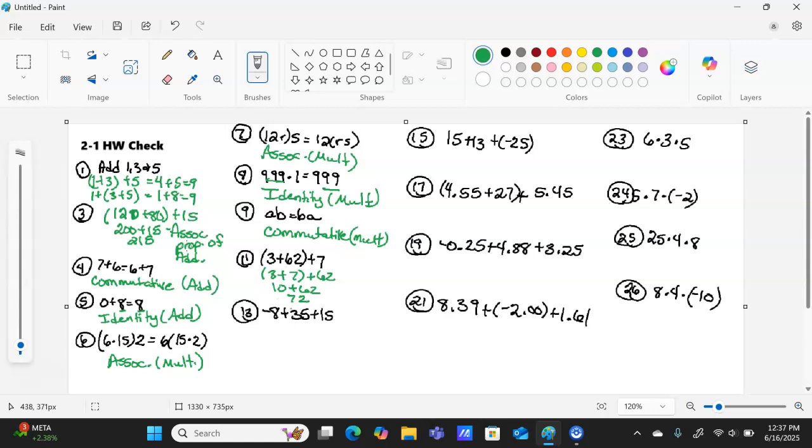Here, I'm going to put the 35 and 15 together. That's going to give me 50 plus a negative 8. The signs are different, so we subtract and keep the sign of the larger. So 50 minus 8 would be 42.